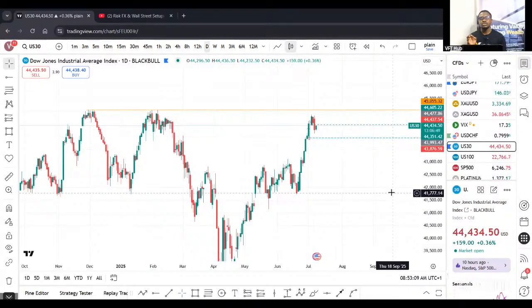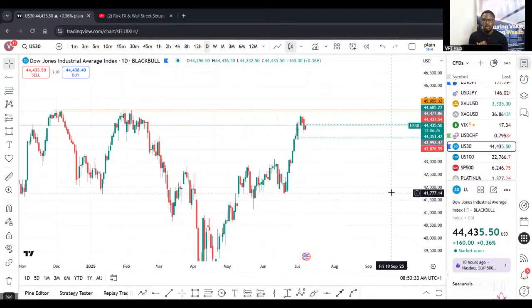Everything is still pointing to the fact that we would see this rally continuing until August 1st, right? There's an announcement for tariffs on August 1st from President Trump. And with anything tariff, investors are always on alert because that can send your portfolio up or down depending on how you're positioned in the market. So I believe this market should still be very much bullish till August 1st.